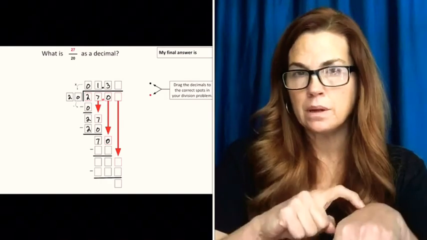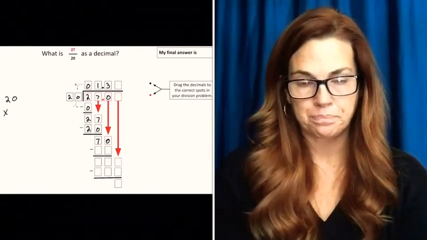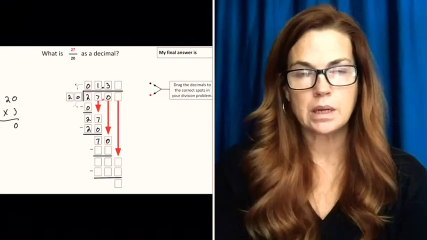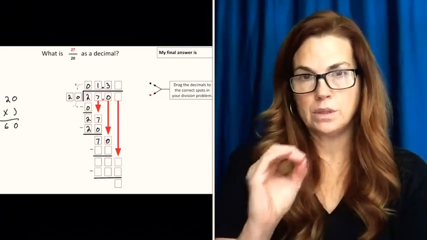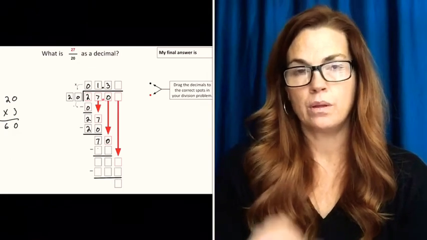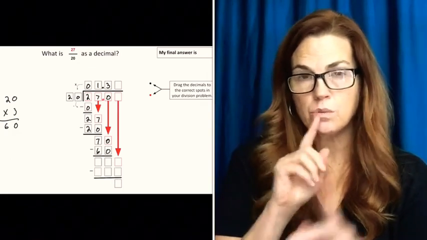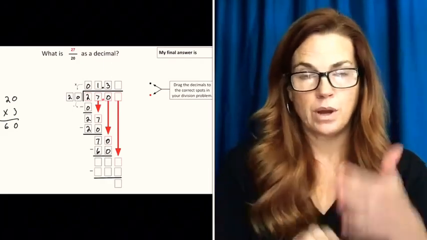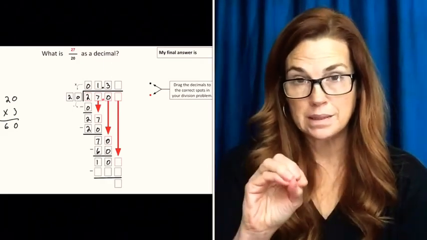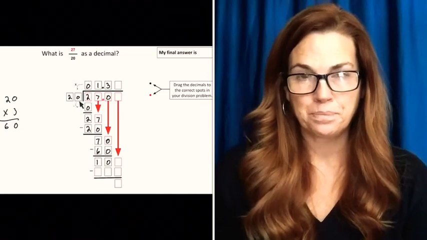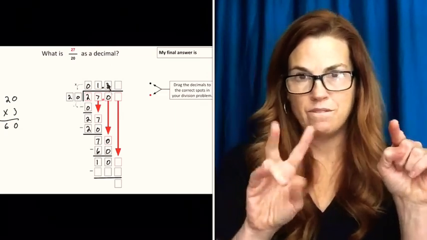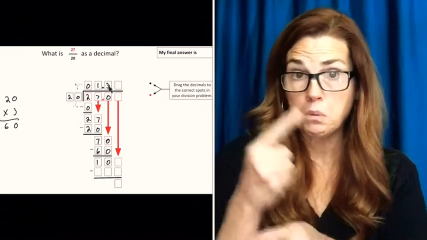So let's do 20 times 3. So 3 times 0 is 0, and 3 times 2 is 6. So that would give me 60. Then I subtract. 70 minus 60 is 10. Okay, so my remainder needs to be lower than the divisor, so that tells me that we did the correct number of times up here, 3 times.